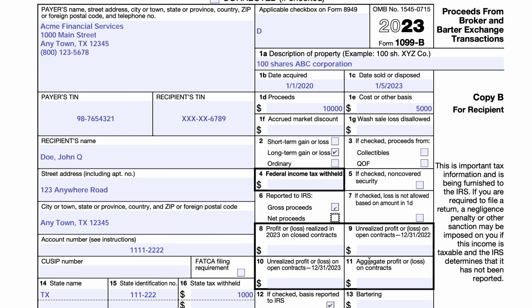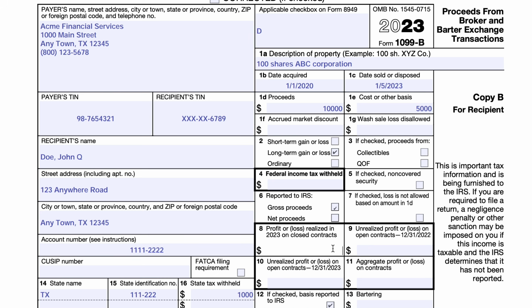Boxes 8 through 11 have to do with regulated futures contracts, foreign currency contracts, and Section 1256 option contracts. So if you don't participate in options, futures, or currency exchanges, you're probably not going to see anything in these boxes. Since there's nothing here, we'll put in some numbers just to help you visualize it. Please understand that this has nothing to do with the sale of John Doe's 100 shares of ABC Corporation.